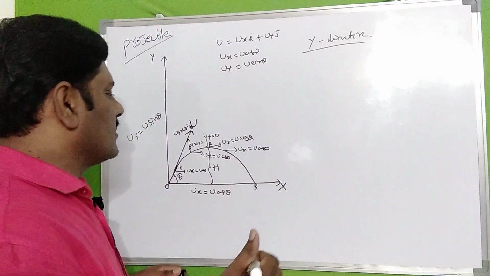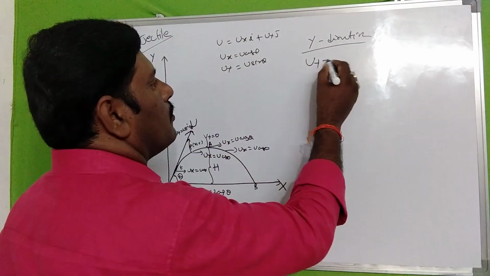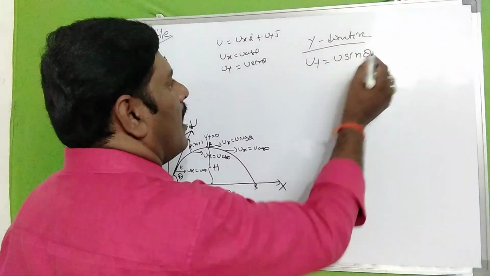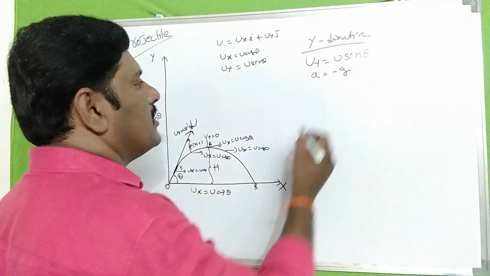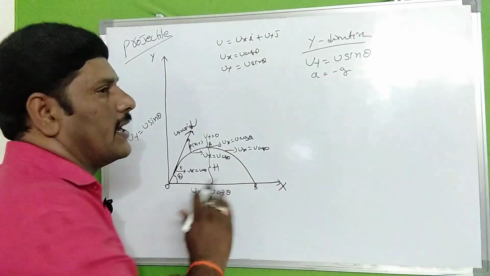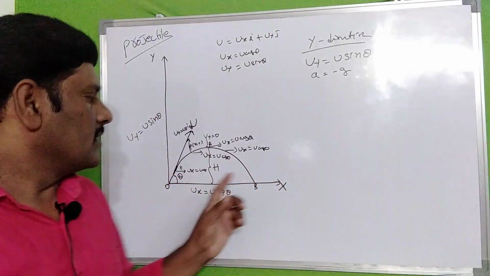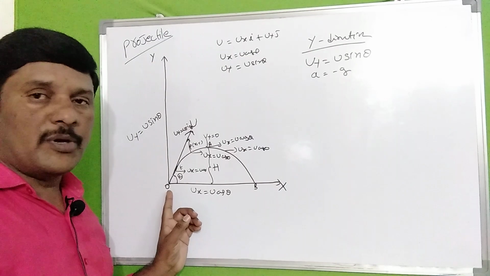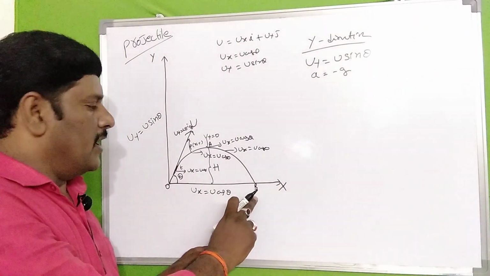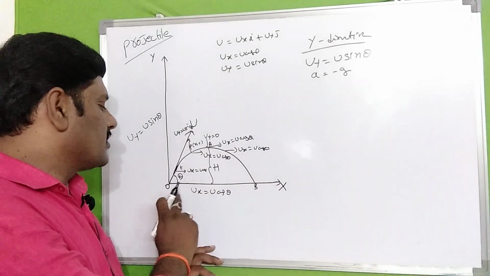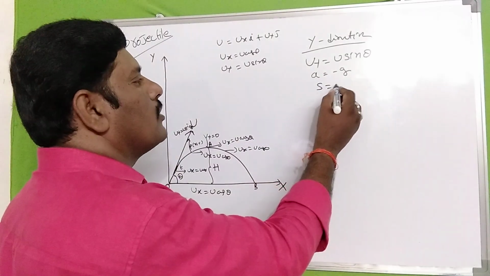Now we consider the vertical components: initial velocity Uy equal to u sin theta and acceleration a equal to minus g. And for S, the initial position of the body is O and the final position of the body is B. Here initial and final positions are both in the same plane, so the displacement equals 0.